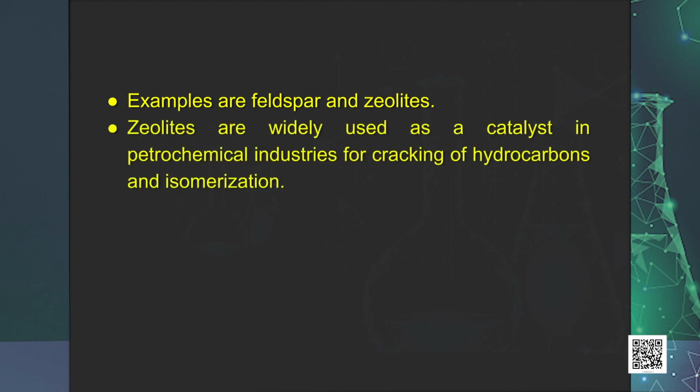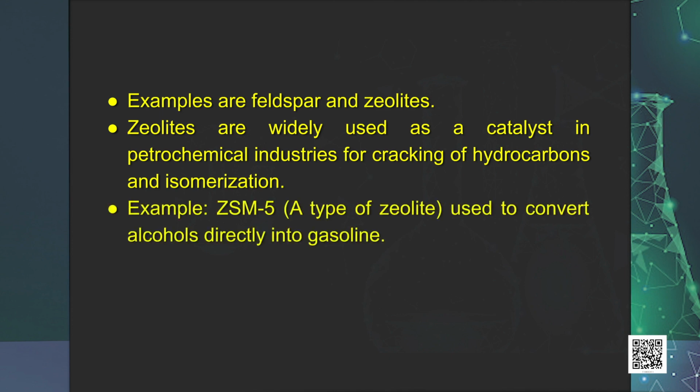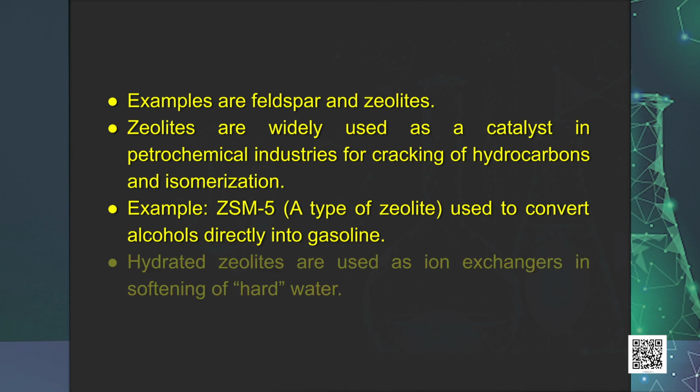Zeolites are widely used as a catalyst in petrochemical industries for cracking of hydrocarbons and isomerization. Example, ZSM-5, which is a type of zeolite used to convert alcohols directly into gasoline. Hydrated zeolites are used as ion exchangers in softening of hard water.